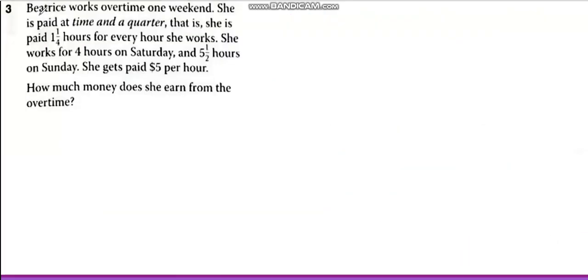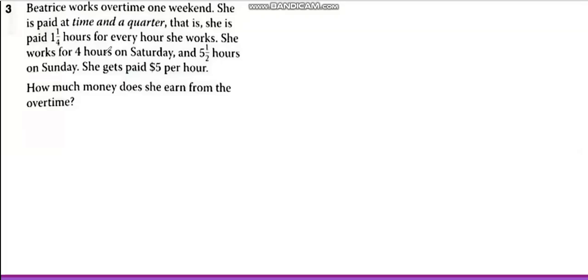In question number 3, it says Beatrice works overtime one weekend. She is paid at time and a quarter. It means she is paid 1 and 1/4 hours for every hour she works. Like when she works for 1 hour, her 1 hour is considered as 1 and 1/4 hours.